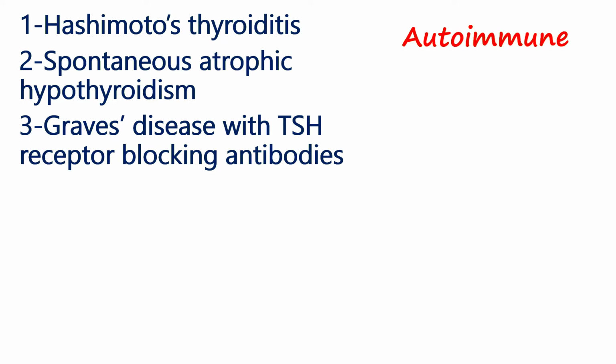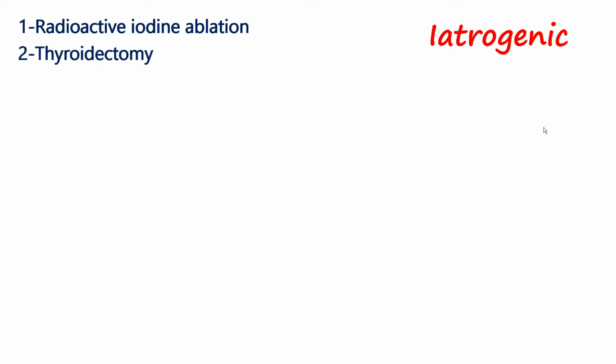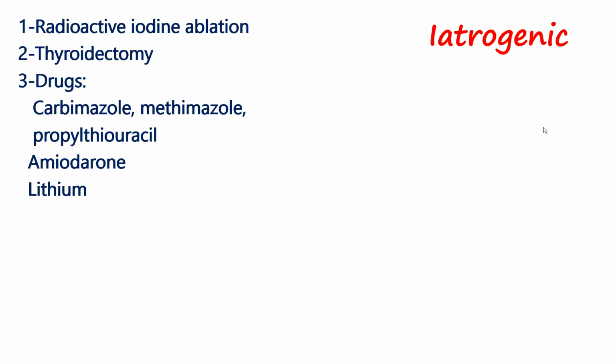The second group is the iatrogenic. Iatrogenic meaning it is medically induced. So it can complicate treatment with radioactive iodine ablation for the thyroid gland in cases of hyperthyroidism. It can complicate thyroidectomy, of course, after some years, and then with drugs if given an overdose, like carbimazole and propylthiouracil used for treatment of hyperthyroidism, and amiodarone, the very commonly used nowadays anti-arrhythmic drug. And the last is lithium, used in cases of manic depressive psychosis, which can result in hypothyroidism.